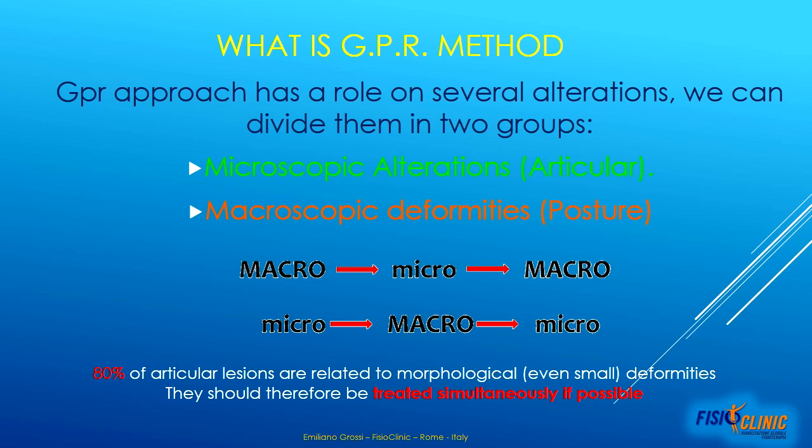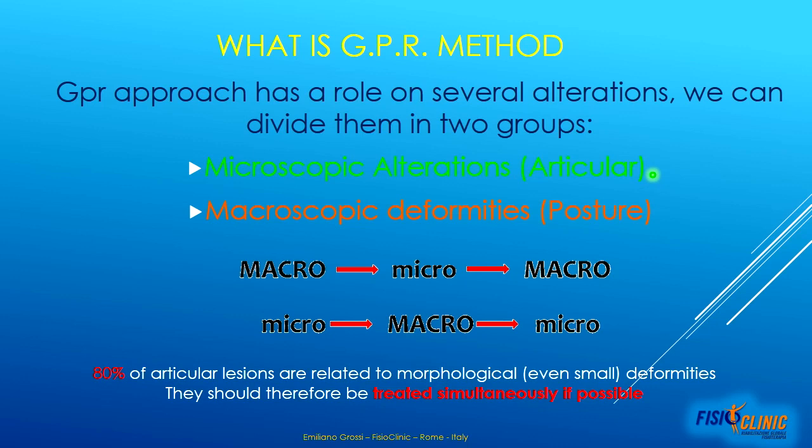RPG started with studying the relationship between two different groups of alteration we can find in our patient, and we can divide them into big groups. We can have microscopic alterations, most of them are articular, let's say joint alteration, and macroscopic deformities, the ones related to postural alteration. But most of all, RPG started to study what are the relationships between those two alterations, the relationship between articular alterations and postural alteration. So how do they organize one to each other?